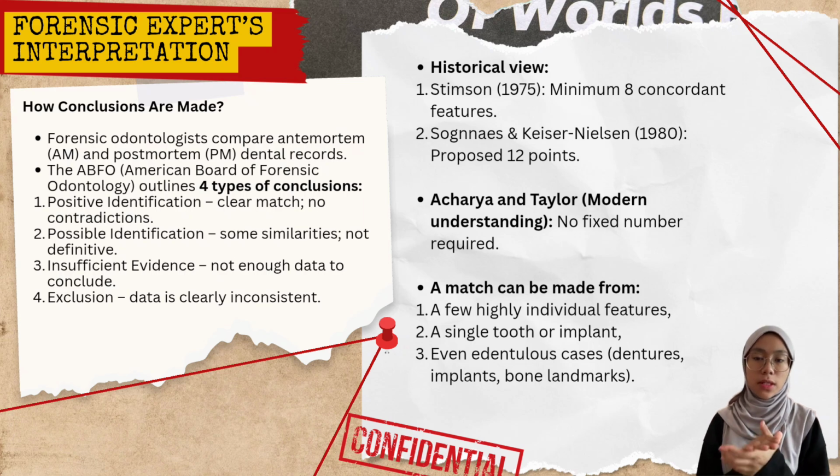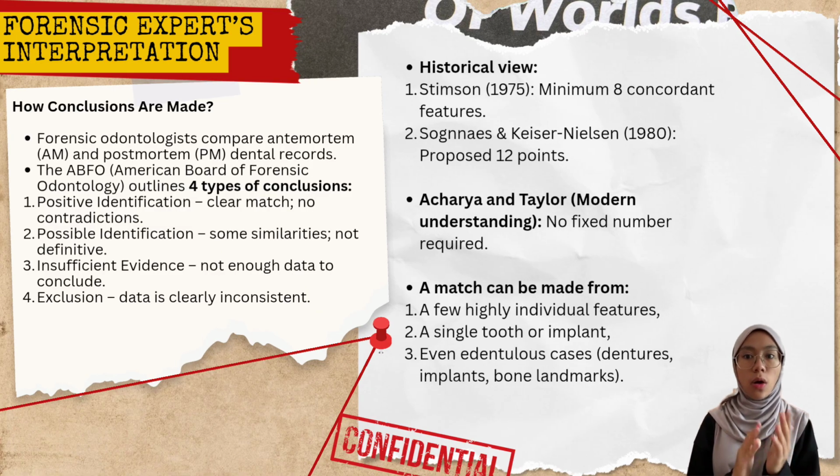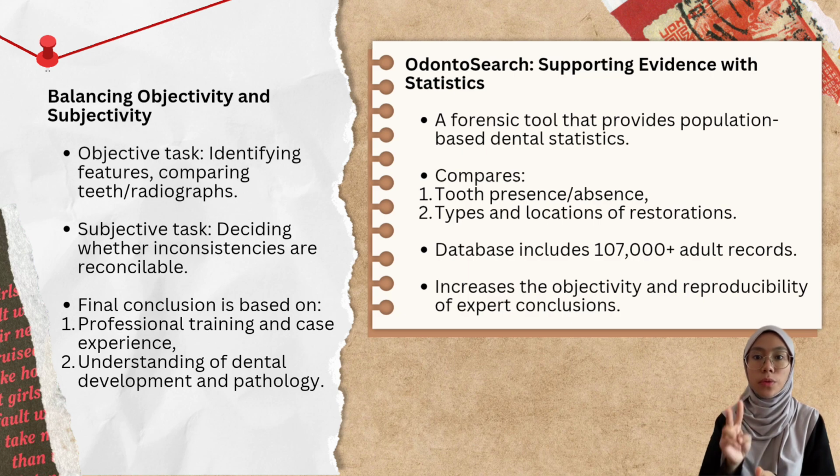Researchers like Stimson and Nielsen suggested a minimum number of matching features, 8 or even 12, for identification. However, more recent research, particularly by Arcana and Taylor, demonstrated that no fixed number of matching points is required. In fact, an identification can be made from just a few highly unique features or even a single distinguishing characteristic, especially in edentulous individuals, like implants. The identification process involves both objective and subjective elements.